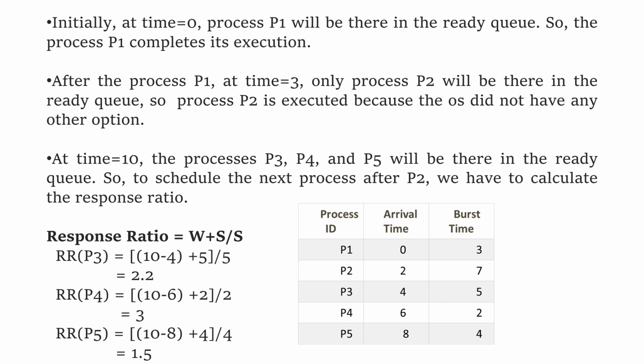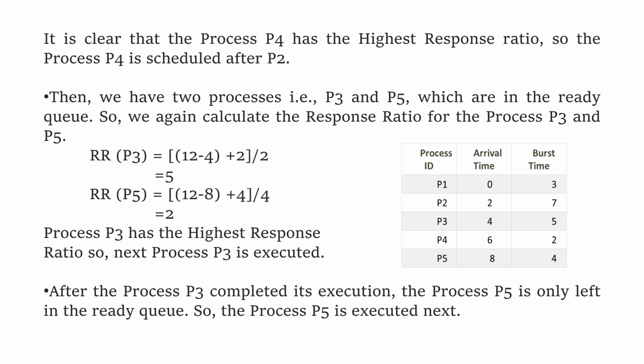So we can see P3, P4, P5 will be there in the ready queue. To schedule the next process after P2, we can calculate the response ratio according to this particular scheduling algorithm. The response ratio for P3 is calculated as the waiting time plus service time divided by the service time. Waiting time is calculated like 10 minus 4, that is, at this stage when P3 enters the CPU, the waiting time of P3 will be 10 minus its arrival time. Like this it is calculated, and similarly for all the other processes. Here we find the process P4 has the highest response ratio. So process P4 is scheduled after P2.